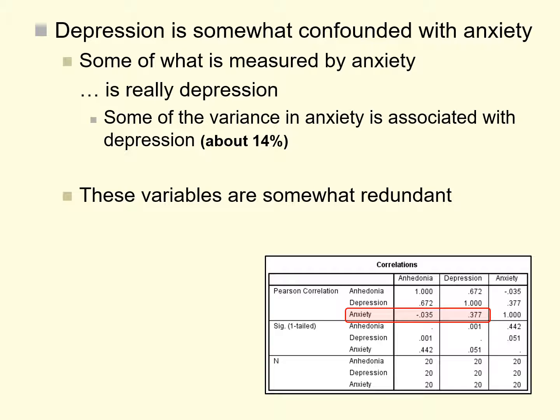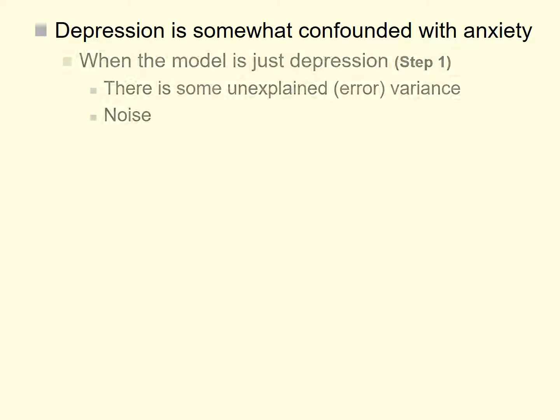Yet another way to describe the same situation is to say that these two variables, anxiety and depression, are somewhat redundant. So confounded, redundant, correlated, they're all telling us basically the same thing, that anxiety and depression are not unique and isolated from each other. They are overlapping in some way. So again, depression is somewhat confounded with anxiety.